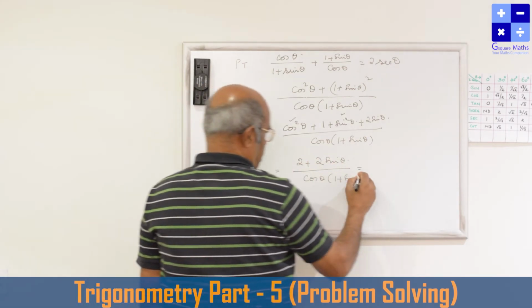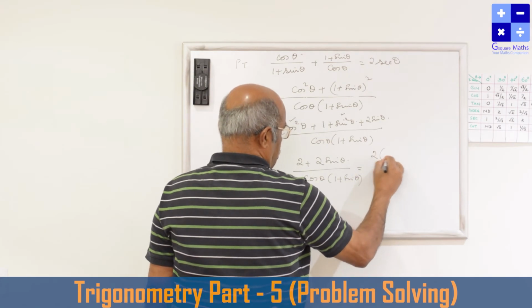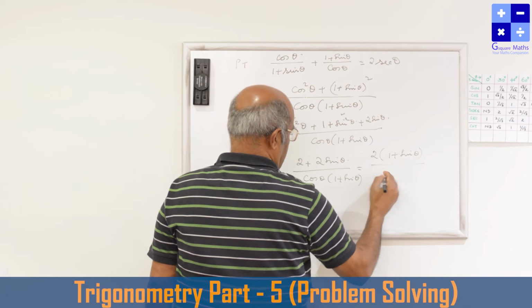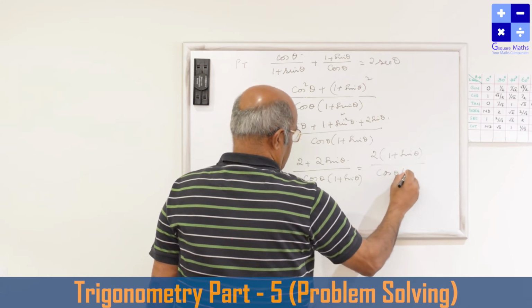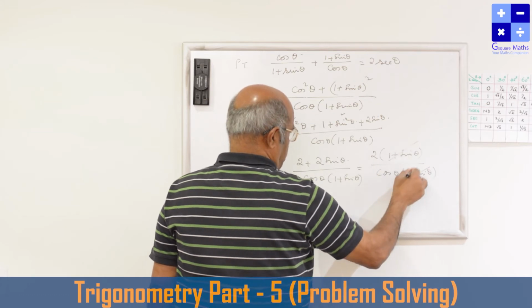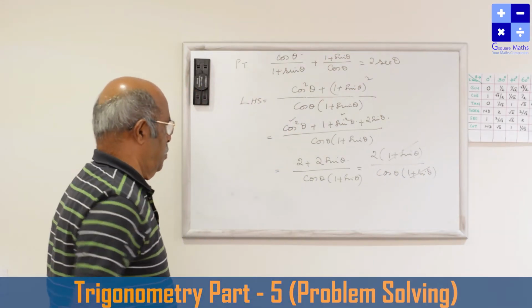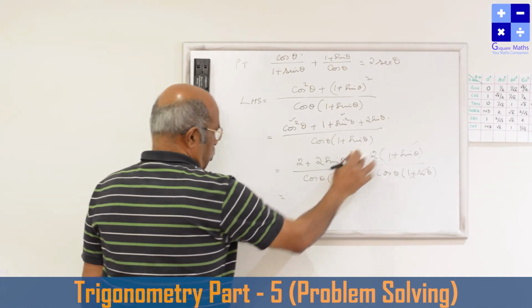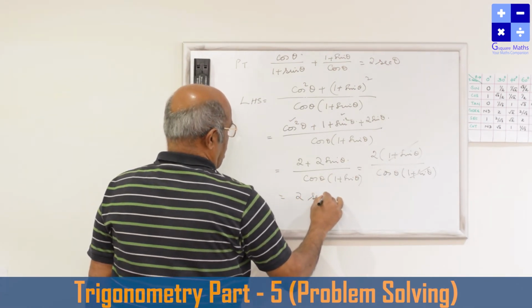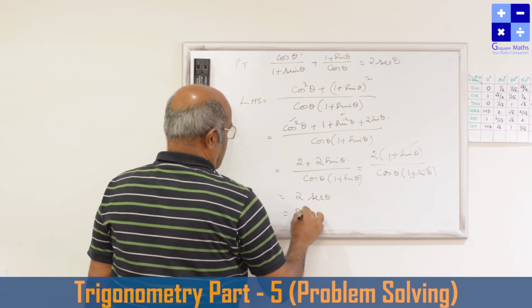Take 2 common now. 2 into 1 plus sin theta by cos theta into 1 plus sin theta. So 1 plus sin theta, 1 plus sin theta cancel. So that is 2 by cos theta, which is nothing but 2 sec theta. That is your RHS.